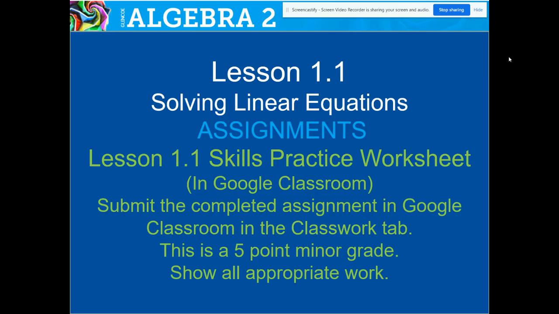It's a 5.9 grade. Show all appropriate work. You may write on the PDF. You may do all the problems on a piece of notebook paper. Write the original problem, show all work, and get your answer. And photograph that and submit it in Google Classroom.